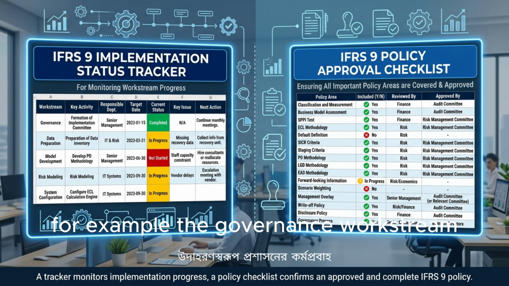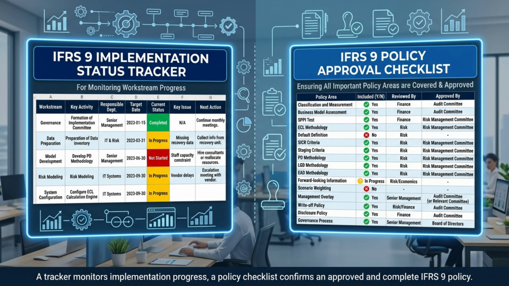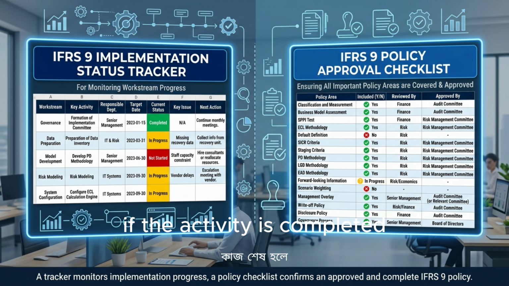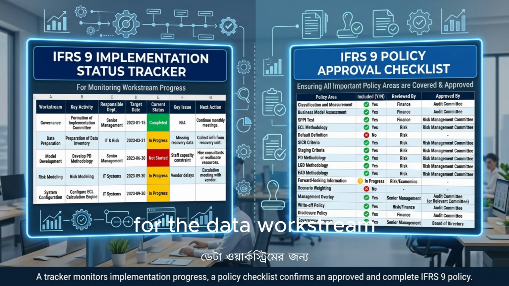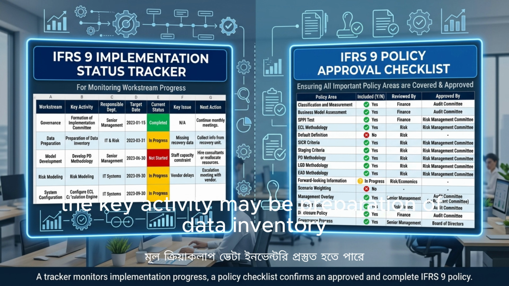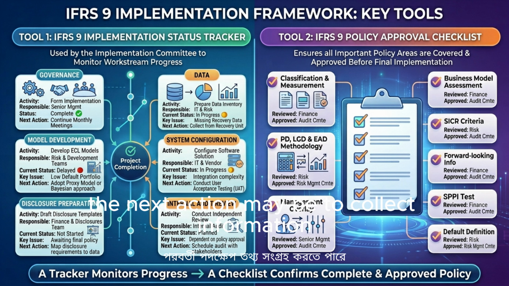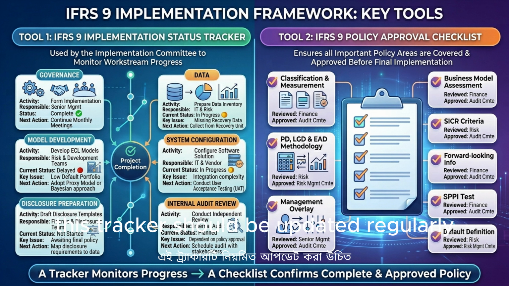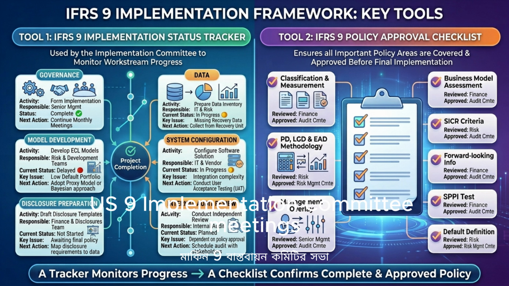For example, the governance workstream may include formation of the implementation committee. The responsible department may be senior management. If the activity is completed, the next action may be to continue monthly meetings. For the data workstream, the key activity may be preparation of data inventory. The responsible departments may be IT and risk. If recovery data is missing, the next action may be to collect information from the recovery unit. This tracker should be updated regularly and discussed in IFRS 9 Implementation Committee meetings.